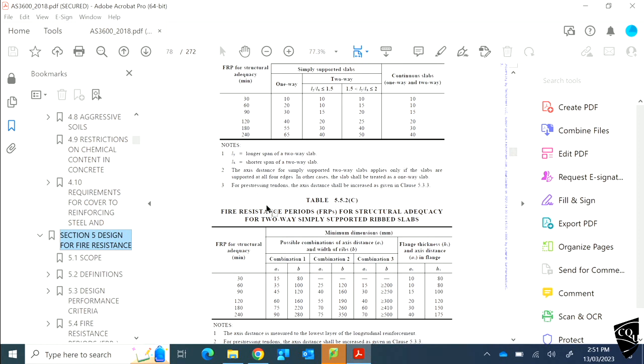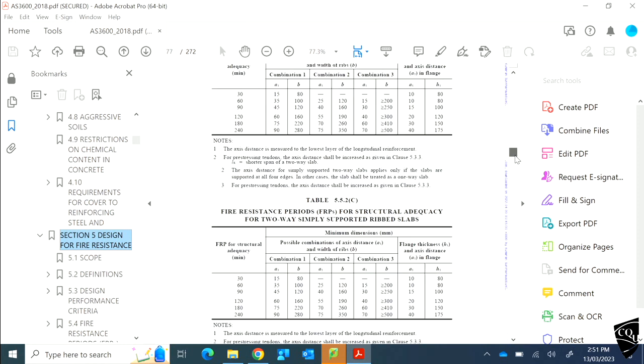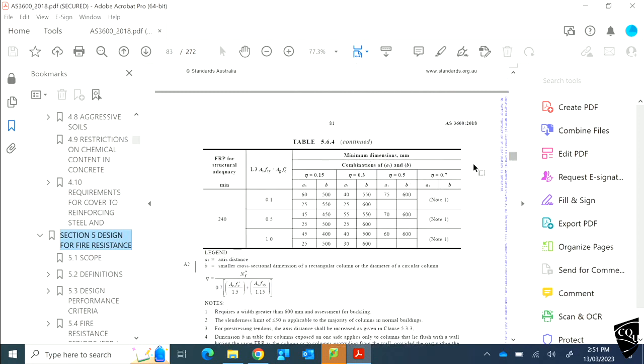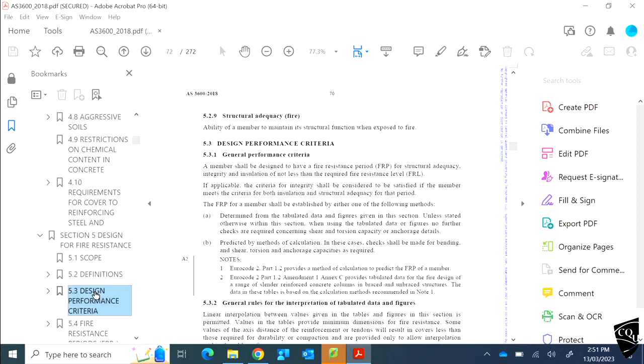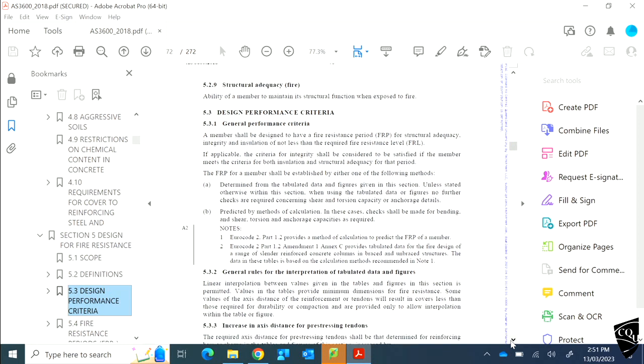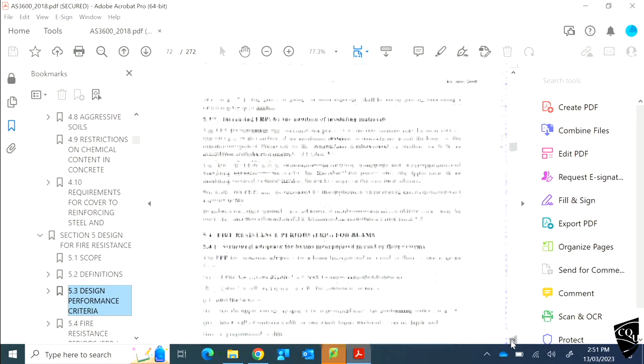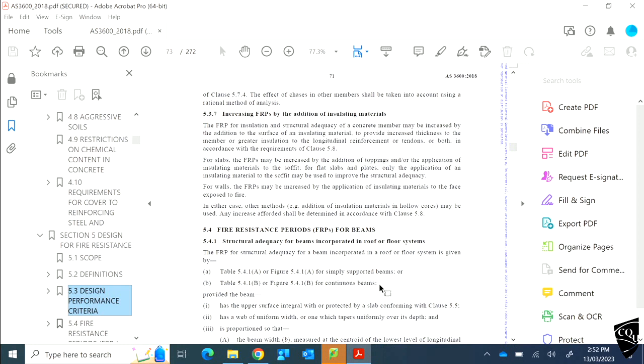So for the adequacy, they talk about simply supported slabs. For all different types of structural members, they talk about what the minimum axial distance is. For slabs, beams and everything they gave it. So this is for beams. In this section they explain what the minimum requirement is for the axial distance and others. Similarly for slabs and everything.